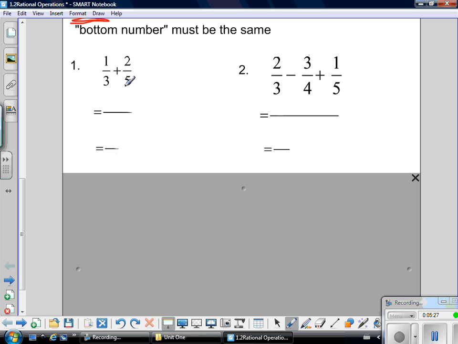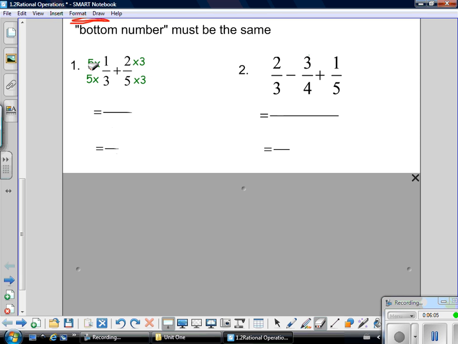Well, if I multiply the 3 by a 5, that should work. And if I multiply the 5 by a 3, that will work, right? Because then I would have 15 on the bottom here and 15 on the bottom here. But I can't just do something to the bottom. I would have to do the exact same thing to the top. So if I multiply the bottom by 5, I must multiply the top by 5. The same is true here. If I multiply the bottom by 3, I must multiply the top by 3.